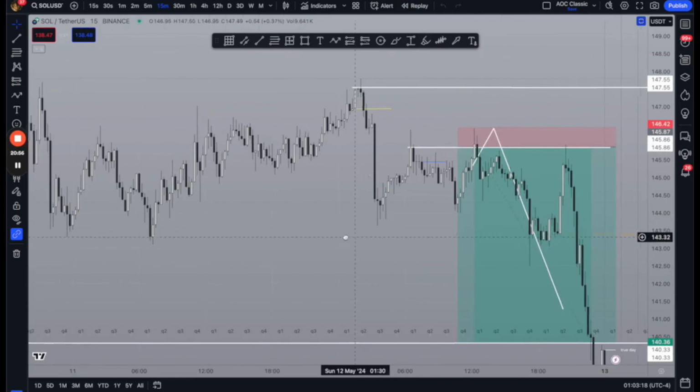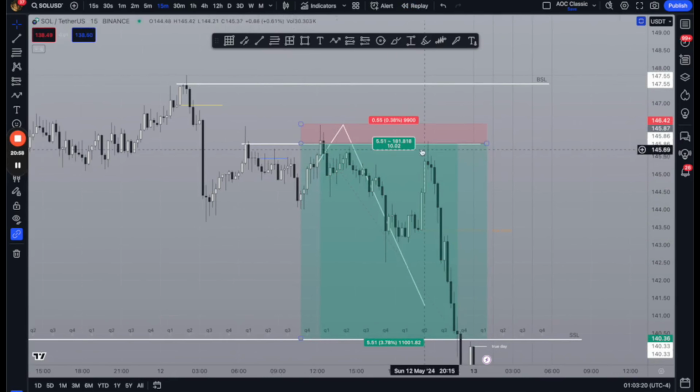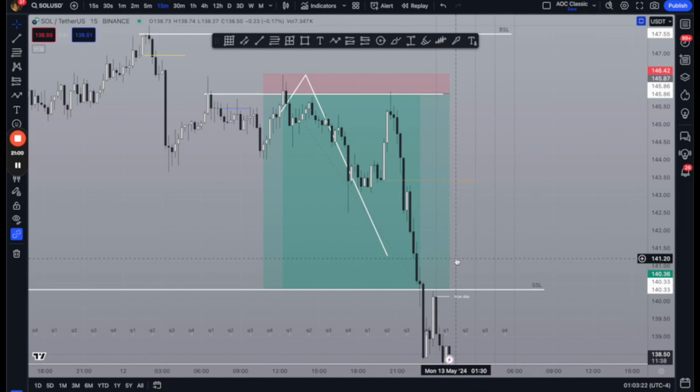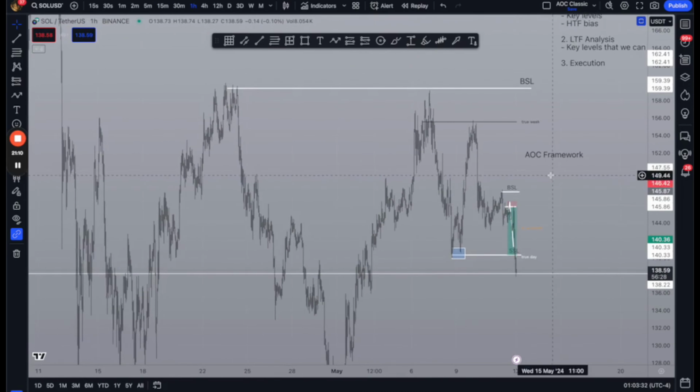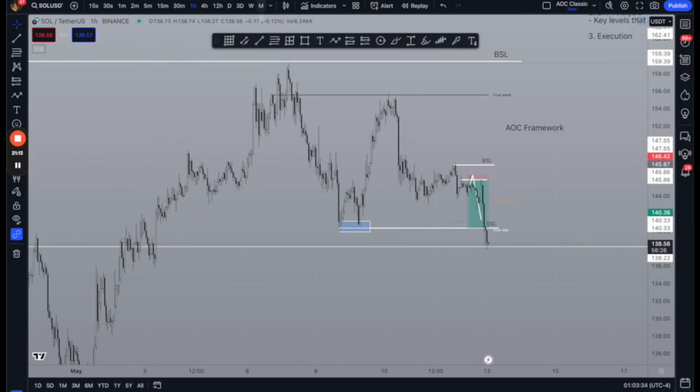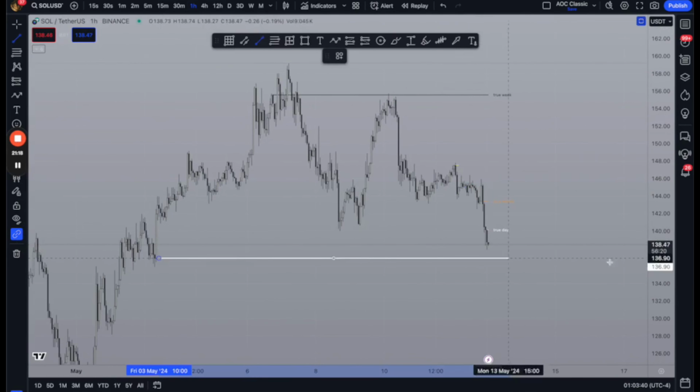I literally posted this at, what, 11 p.m. my time, and when I woke up, I had a couple extra $1,000 of profit, and that's as simple as trading can be. So you might ask then, okay, AOC, what is the next move for Solana at this point? At this point, same exact thought process, right? I'm going to remove everything now and go higher time frame first.